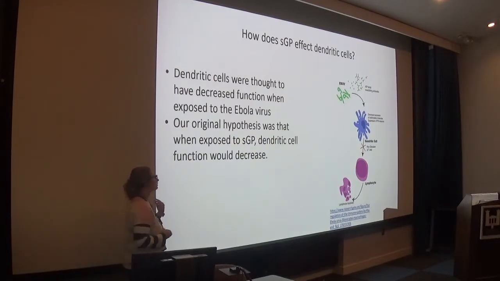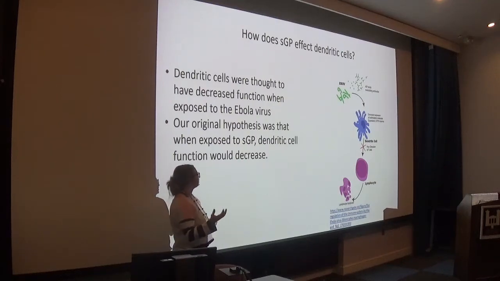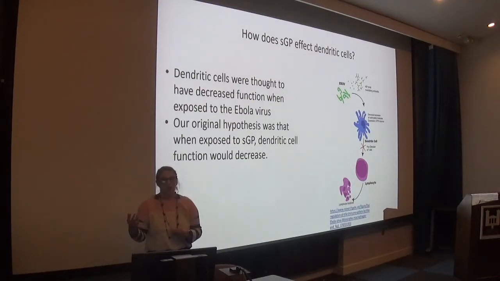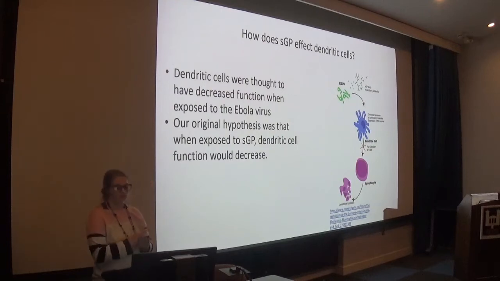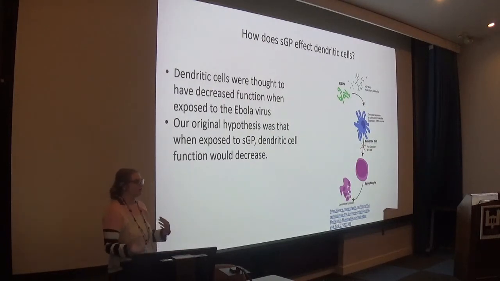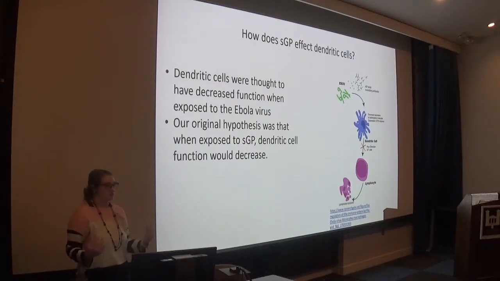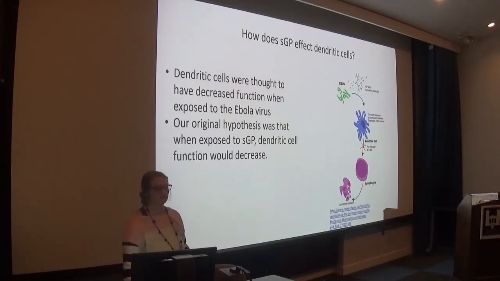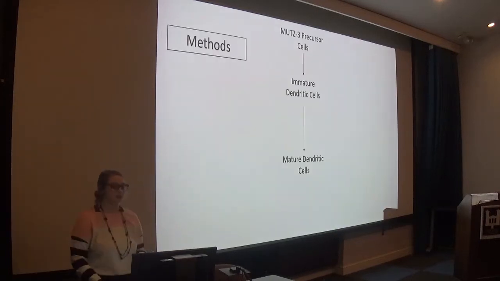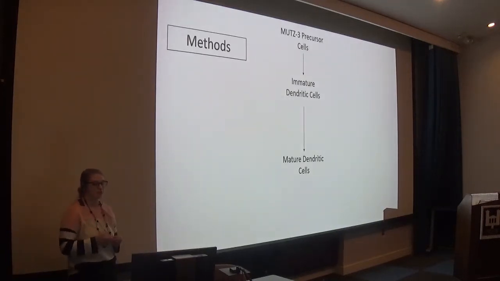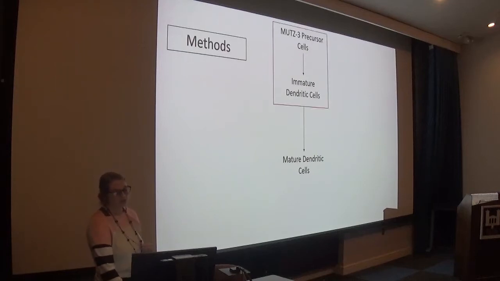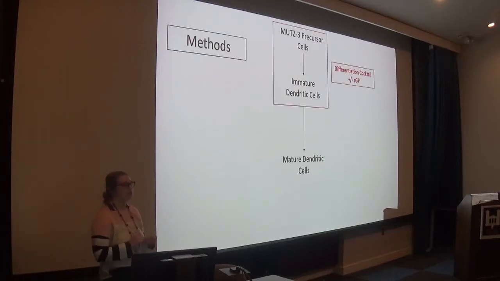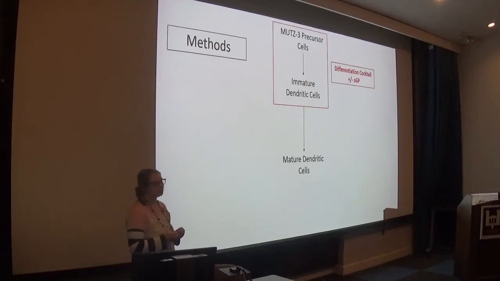Our first thoughts based on prior research were that whenever there's sGP affecting these dendritic cells, they're just going to stop functioning. They're not going to call these other immune system cells to it, and therefore the virus can't be fought off. And so our original hypothesis was that dendritic cell function would decrease whenever sGP was present. To look at this, we first started with a precursor cell and looked at how sGP affected the differentiation from these precursor cells to immature dendritic cells.